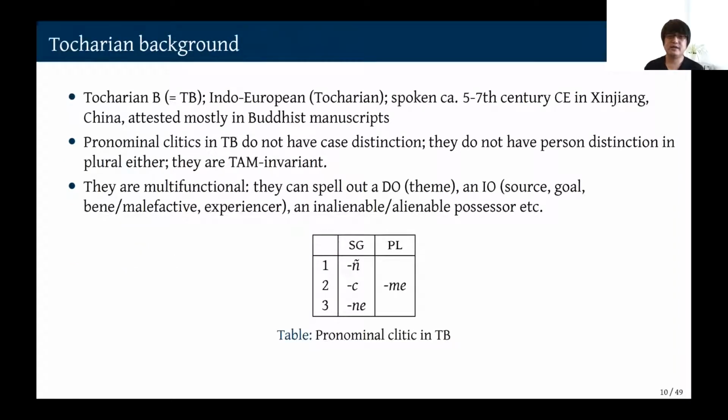Tocharian B is an Indo-European language which belongs to the Tocharian branch. It was spoken about the 5th to 7th century CE in Xinjiang, China. It is attested mostly in Buddhist manuscripts. Pronominal clitics in Tocharian B do not have case distinction. They do not have person or plural distinction either, and they are tense, aspect, mood invariant. And it is known that pronominal clitics in Tocharian B are multifunctional. They can spell out a direct object, an indirect object, or an alienable or inalienable possessor, and so on.